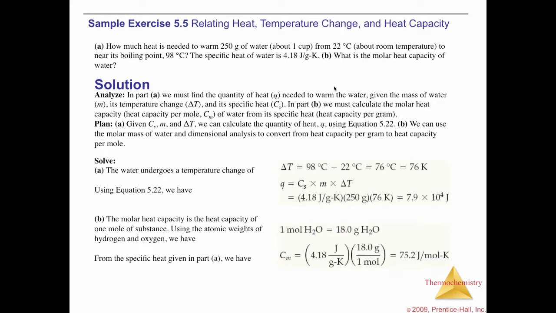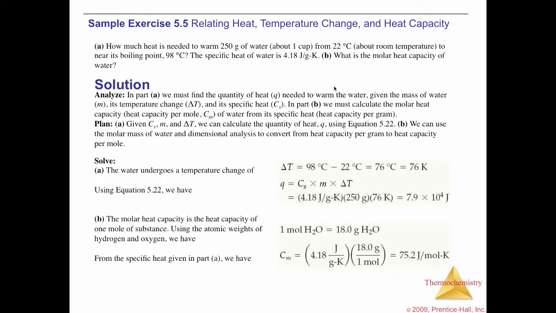The water undergoes a temperature change of 76 Kelvin. The final temperature is 98 degrees Celsius, and the initial temperature is 22 degrees Celsius. So our delta T is final minus initial, which gives us a temperature change of 76 degrees Celsius, which is the same change as 76 Kelvin, because 1 degree Celsius equals 1 Kelvin in magnitude.